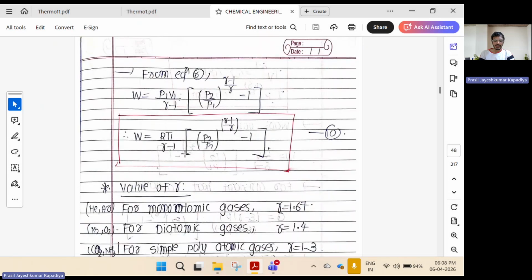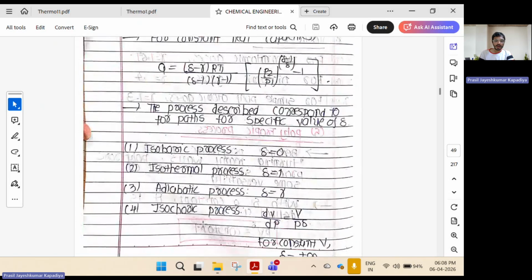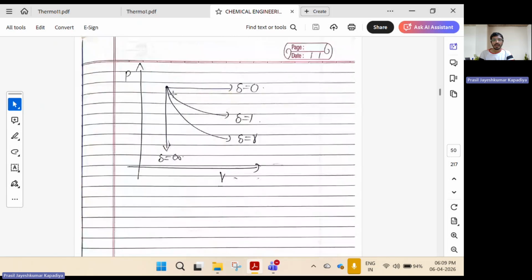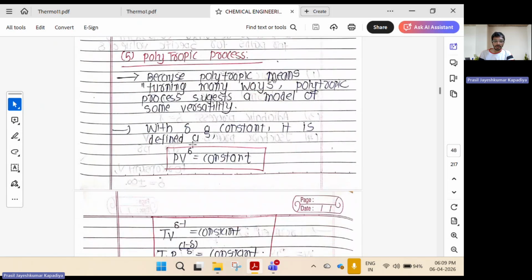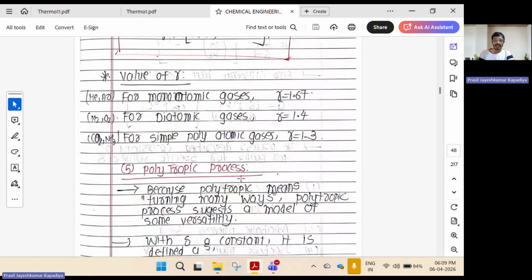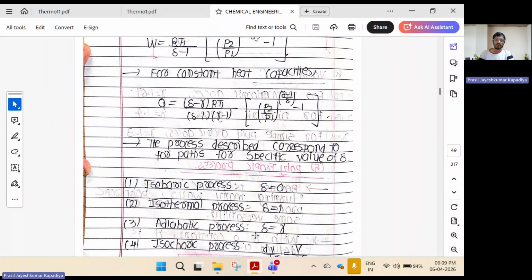So delta is equal to 0 for isobaric process. Now let's say I am saying that delta is equal to 1. What does delta is equal to 1 mean? 1 meaning P into V is equal to constant, and PV is constant for isothermal process. So delta is equal to 1 for isothermal process. Now let's say delta is equal to gamma. So P into V raised to gamma is constant. So that is true for any adiabatic process.